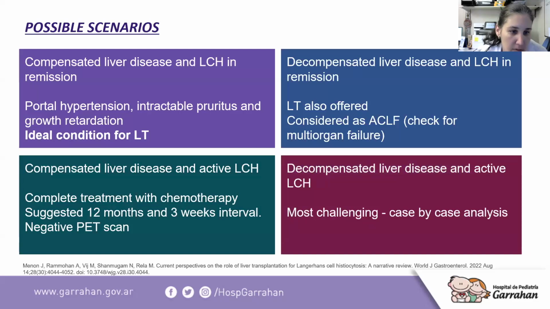The last scenario is when we have decompensated liver disease and active LCH. This is the most challenging scenario. And I have to say that we have to treat in a case-by-case analysis. We might have to change the chemotherapy agents, and even we might have to delay or do the transplant before, according to the patient's condition.